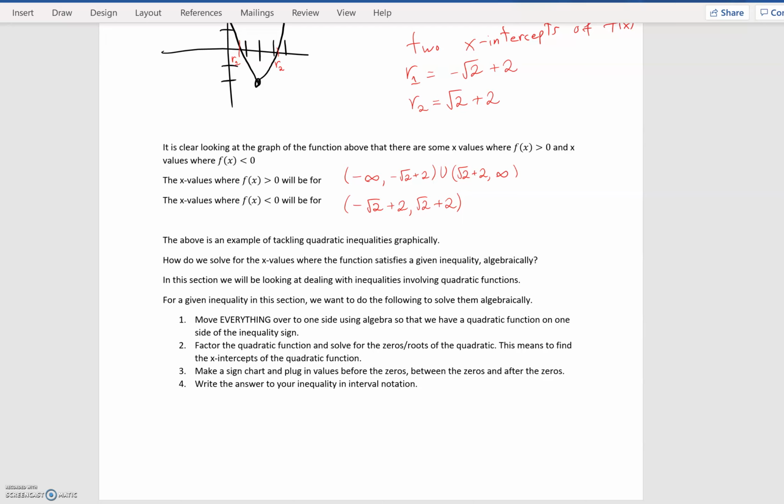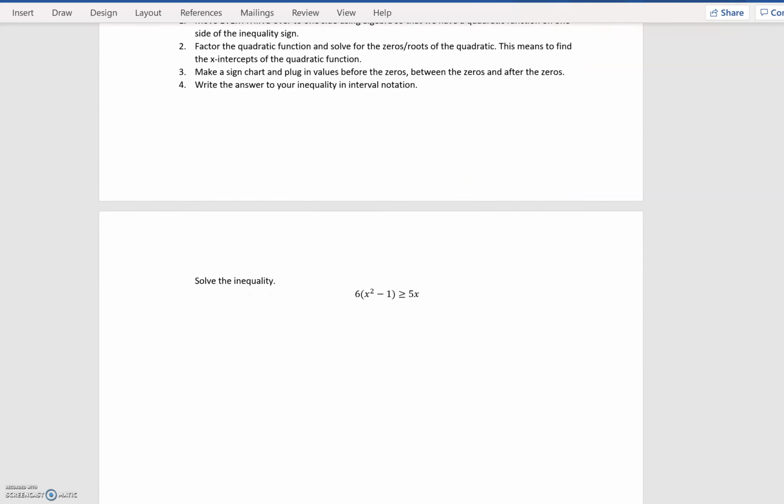In step 3, this is something that you may have seen before, you may not have. I will talk about it here in this video and also in our lecture tomorrow. You will make a sign chart and you will plug in values before the zeros, between the zeros, and after the zeros, and you will keep track of the sign. The last step, you will write your answer to the inequality in interval notation. So let's take a look at an example.